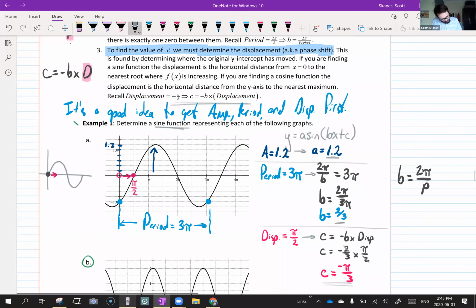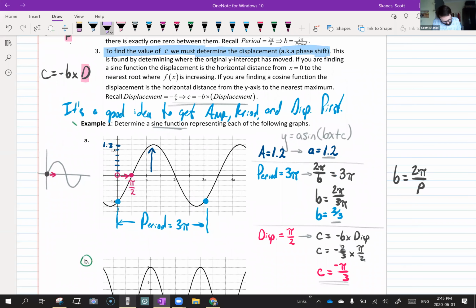It says that here, look. If you're finding a sine function, the displacement is the horizontal distance from x equals 0 to the nearest root. Let me do this one. This is found by determining where the original y-intercept is moved. I don't even know what it's trying to say after that. You just look for where the y-intercept is supposed to be and see what the distance is that it is now. Where did it move? How far did it move? That's your displacement. And you can write your equation on that.